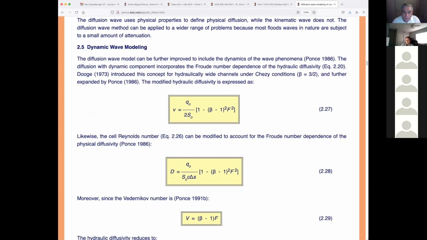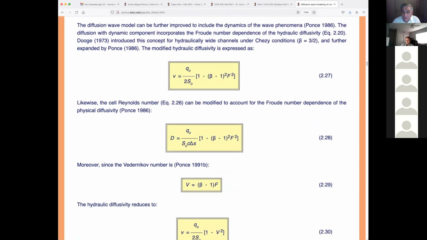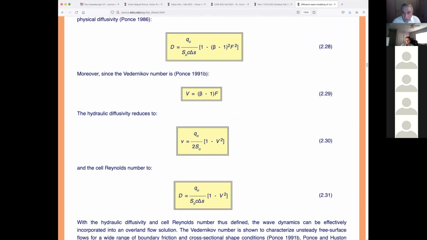Then the diffusion wave, the dynamic wave modeling, equation 227, that's the Professor Duke's associates equation, okay? And 228 is what we use in our program. 229 is the definition of the Vedernikov and Froude number, which I developed in 1991.